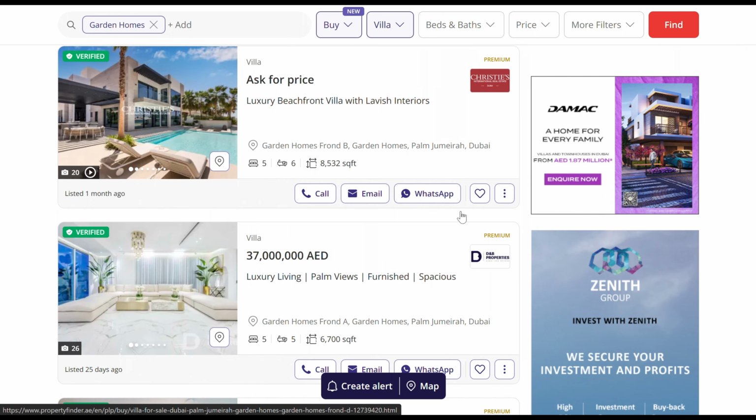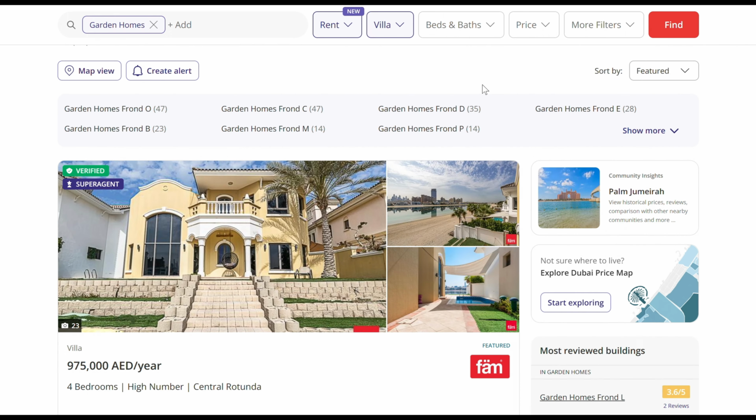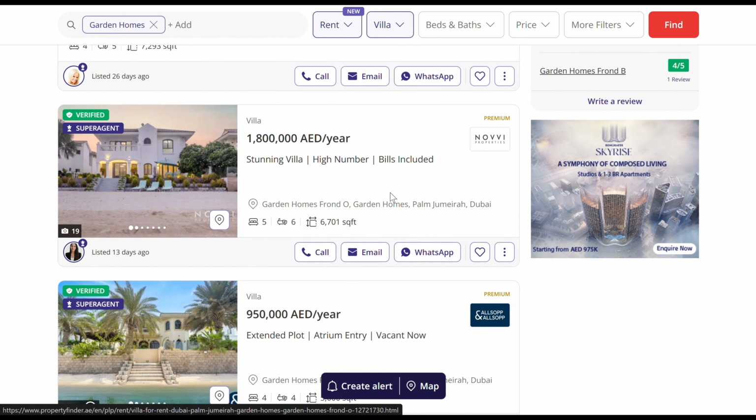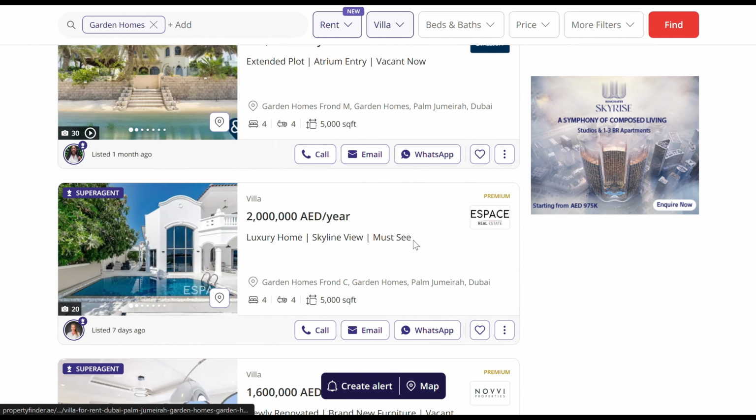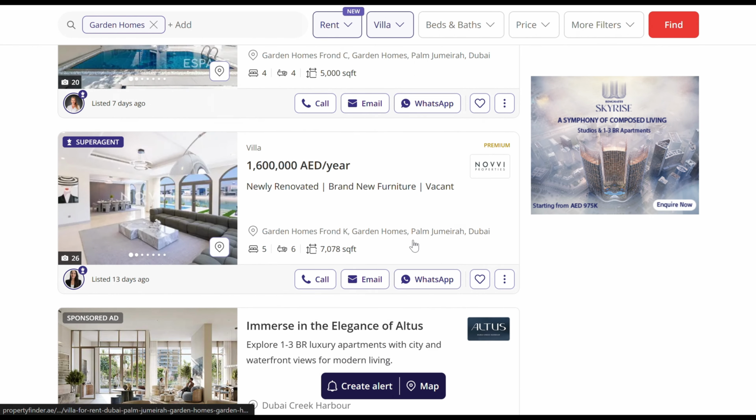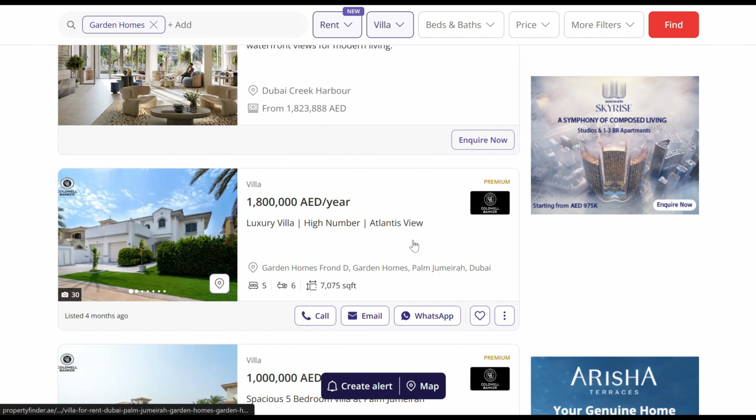Now, to understand ROI, the rental income out of a Palm Jebel Ali investment, we can again take an example of garden homes in Palm Jumeirah. Here we have one example in front of us. Asking rent is 975,000, approximately a million dirham a year, 1.8 million dirham a year, 950,000 again, 2 million dirham a year, 1.6 million dirhams, 1.8 million dirhams, 1 million dirhams, 1,050,000 dirhams, 1.9 million dirhams.